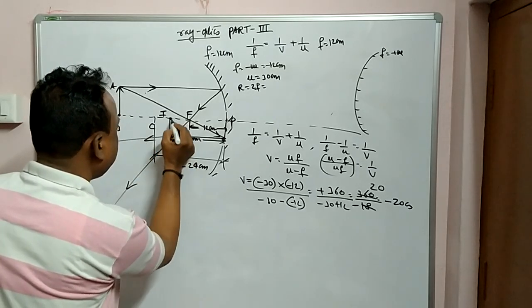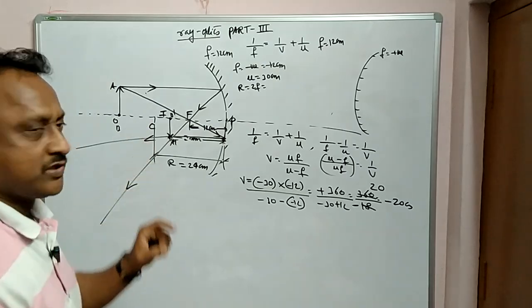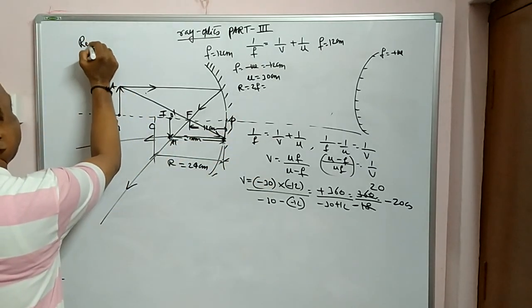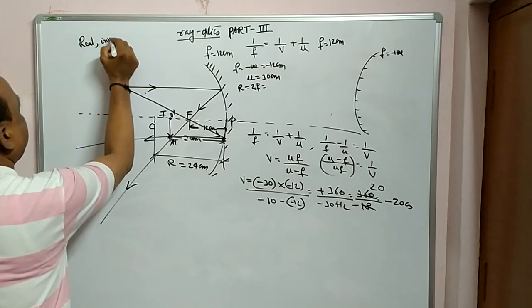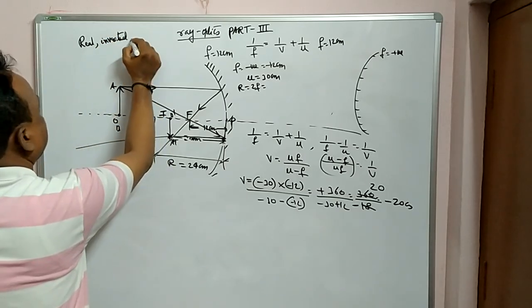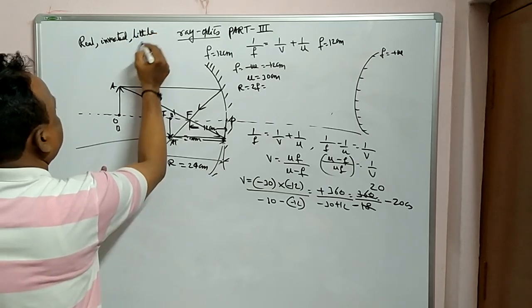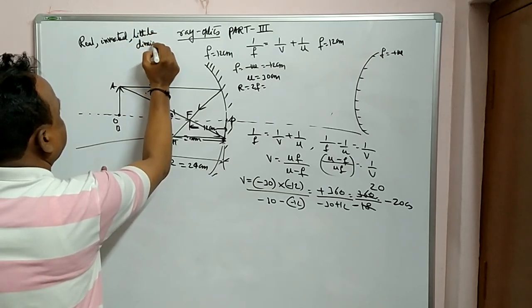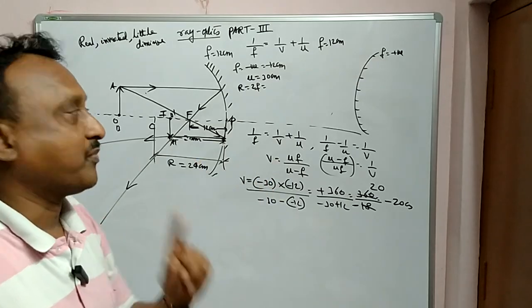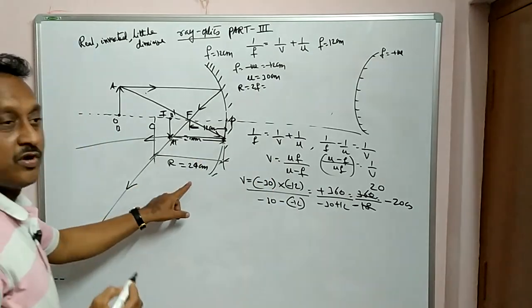A dash, B dash. So for this problem the image is what? Real, inverted and of course little diminished. Little diminished. The size has reduced a little, diminished. Clear? So this is how you have to get the problem in the case of concave.